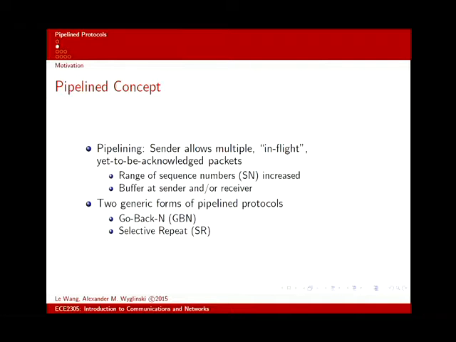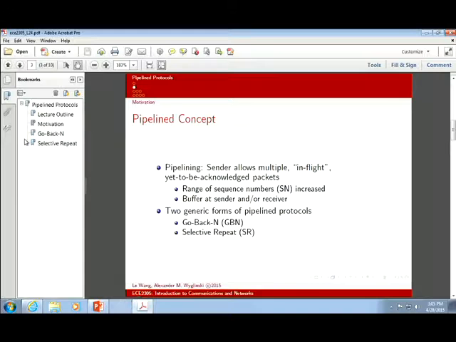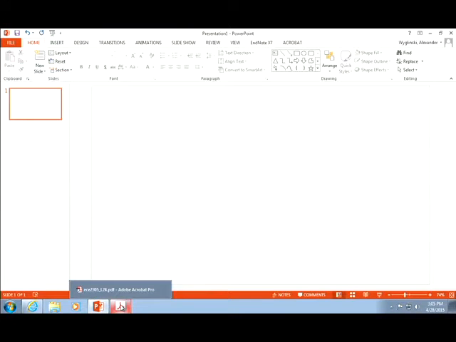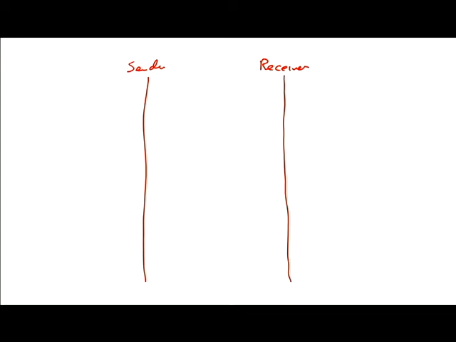So what is this pipeline concept? So what happens is the transmitter, let me draw it. I have this itch for drawing. Okay, so we're going to use the following diagram. We're going to have a sender, that's our transmitter, and we're going to have a receiver. The way the pipeline architecture works is as follows.